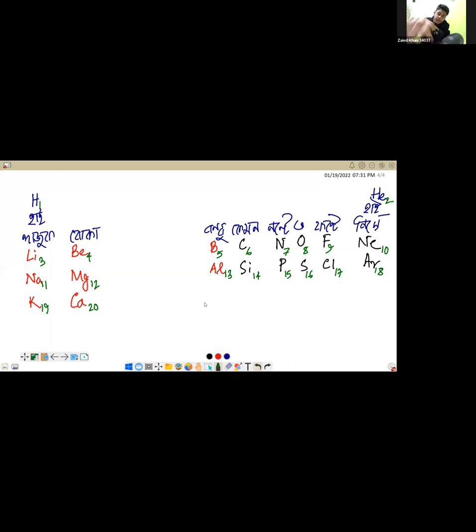In the periodic table, there are 7 periods and 18 groups. There is group number 1, group number 2, and then group number 13, 14, 15, 16, 17, 18. Right? All the things.